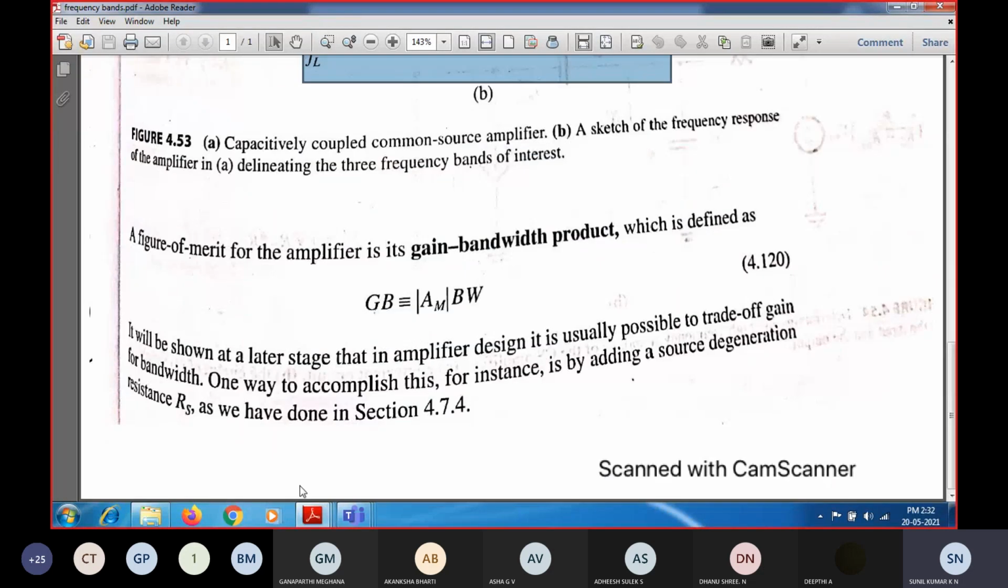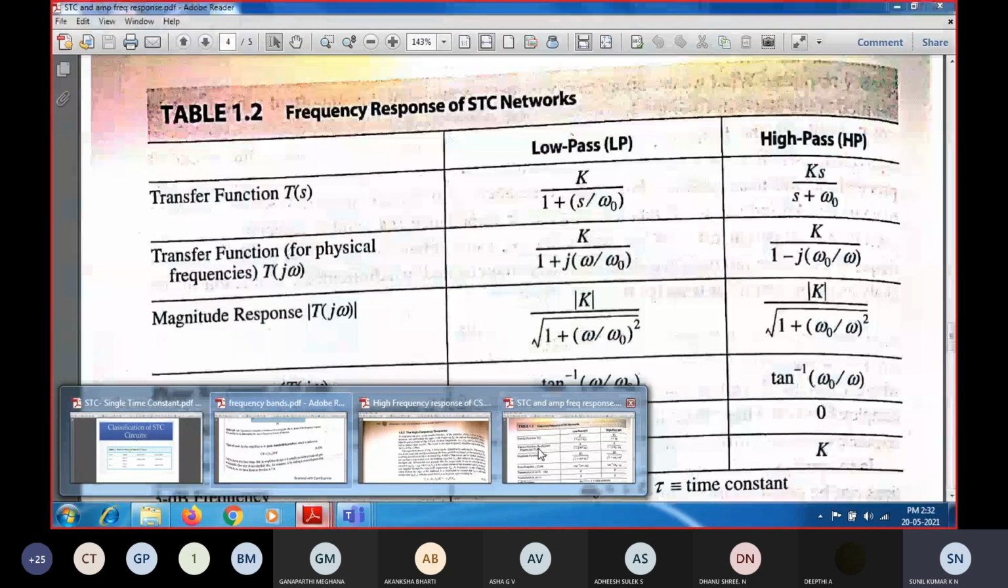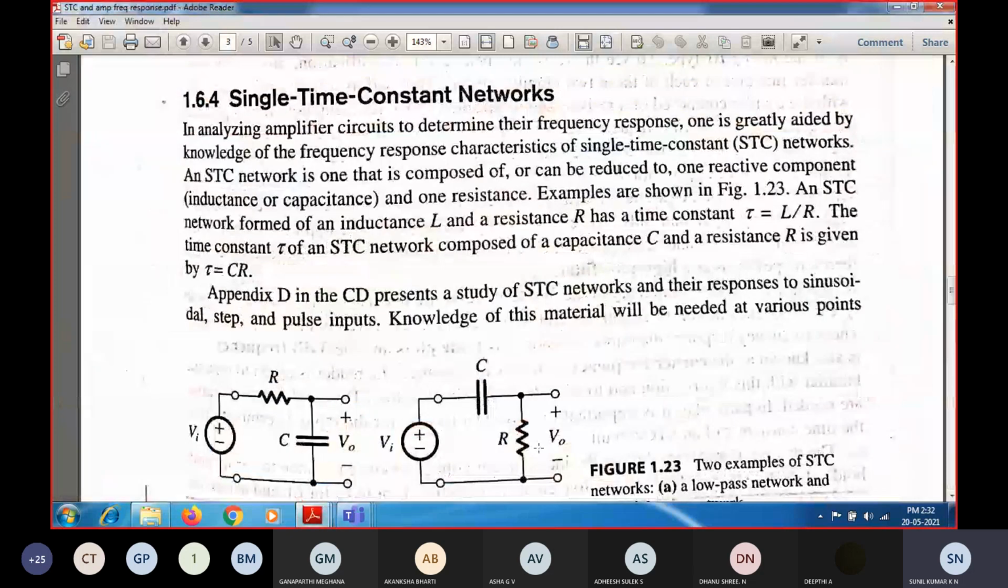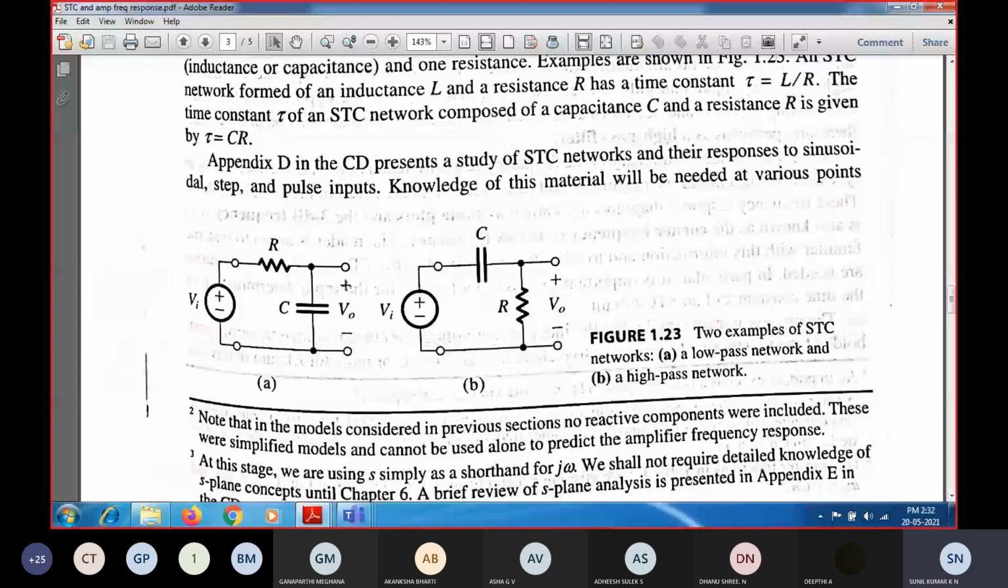That is what we studied in the previous class. And again we have seen the single time constant network, and how to obtain the frequency response of a circuit, by considering an example of a single time constant circuit.